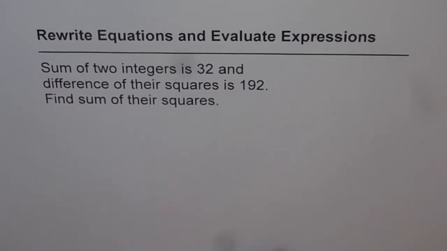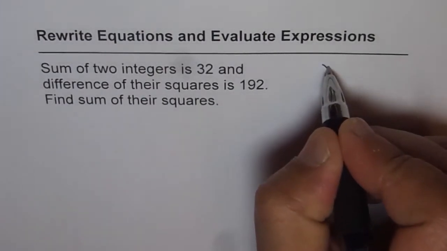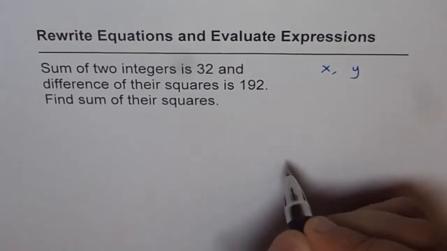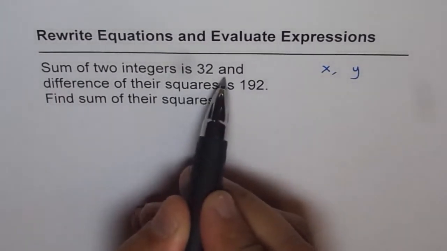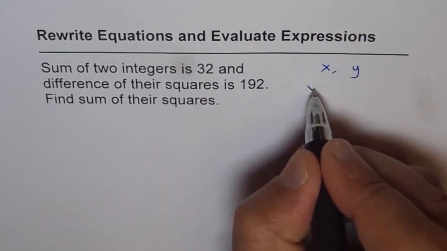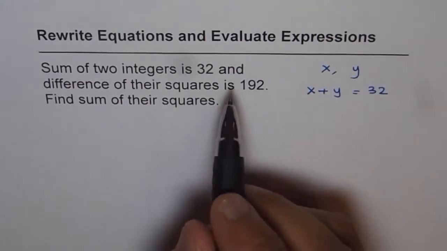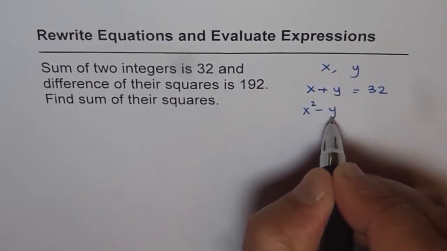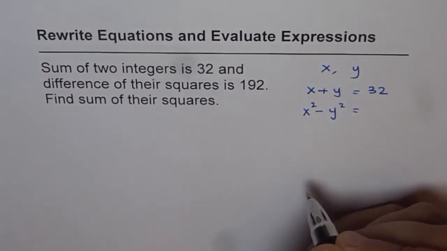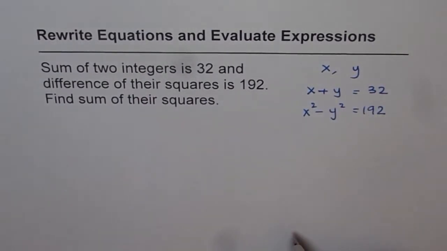Now, let us assume that the two integers are x and y, right? So we are considering x and y as two integers. It is given that the sum of two integers is 32, so one of the equations is x plus y is equal to 32. And the difference of their squares, that means x square minus y square, is 192. That is what is given to us.